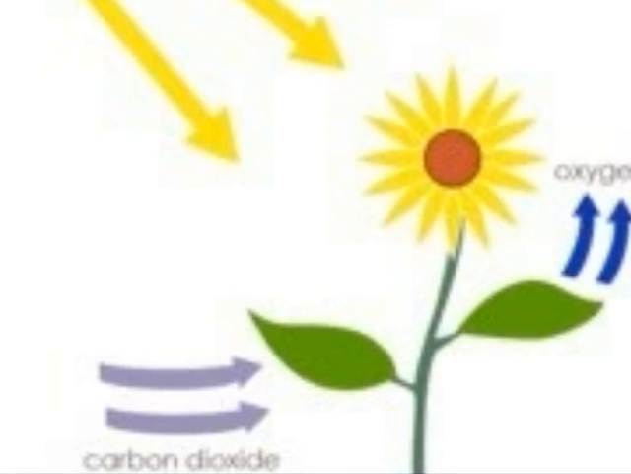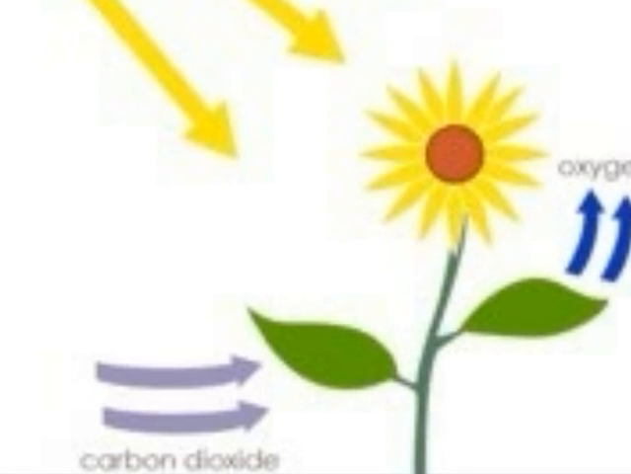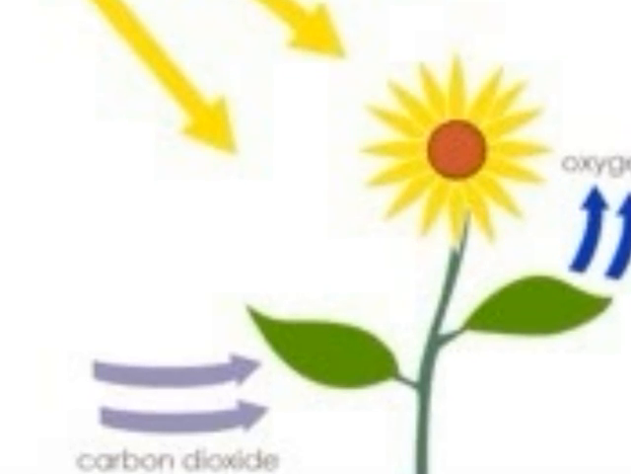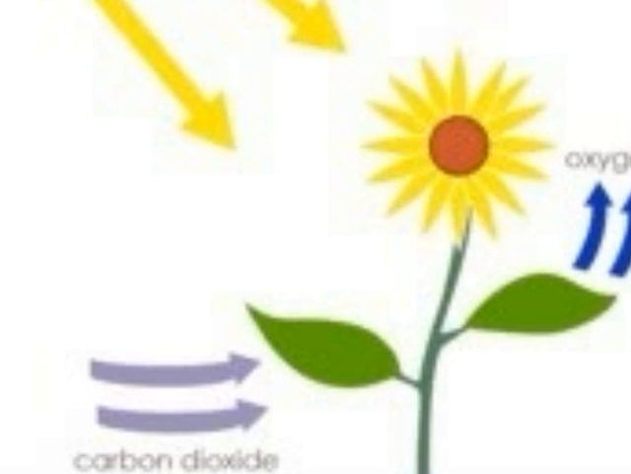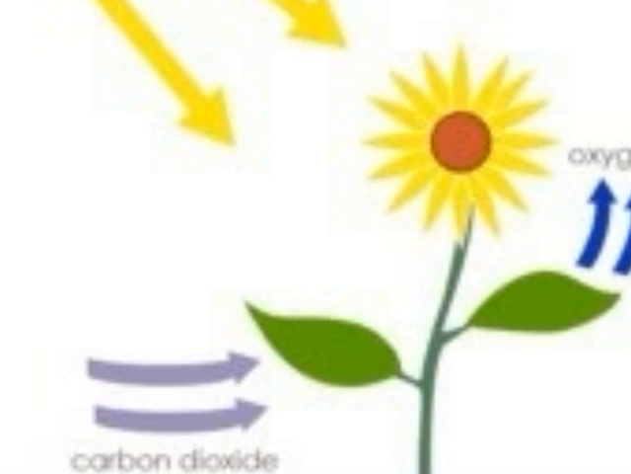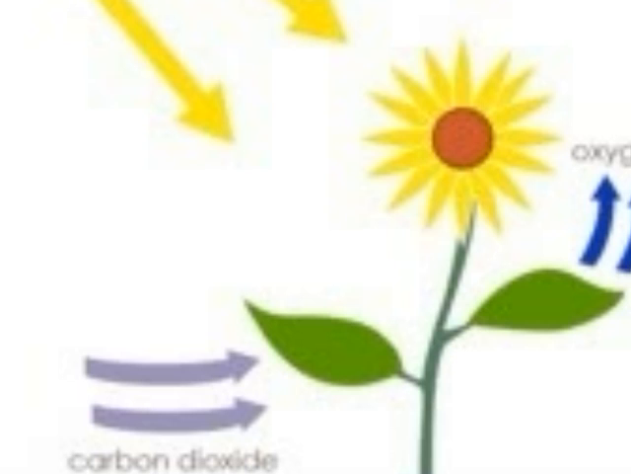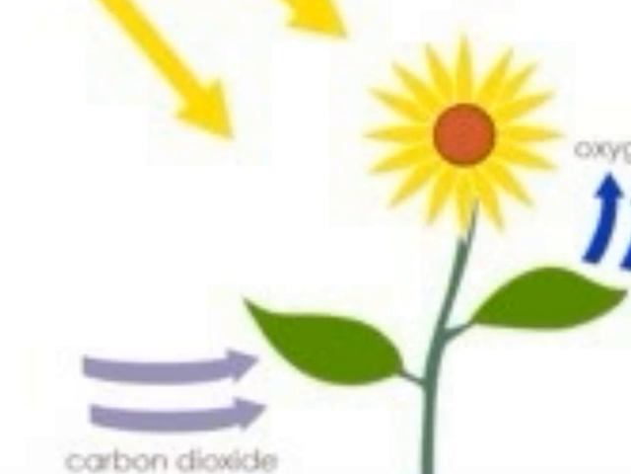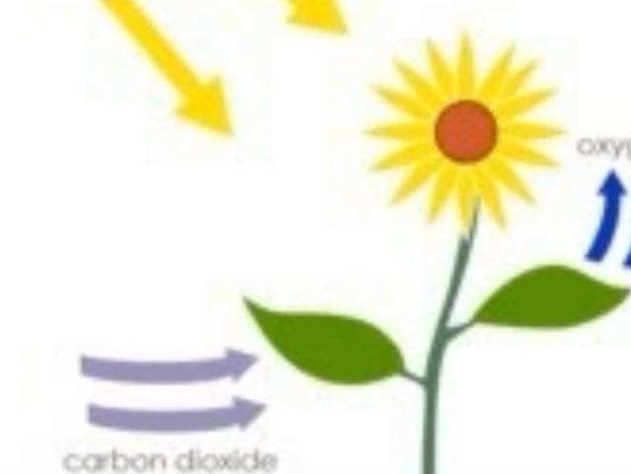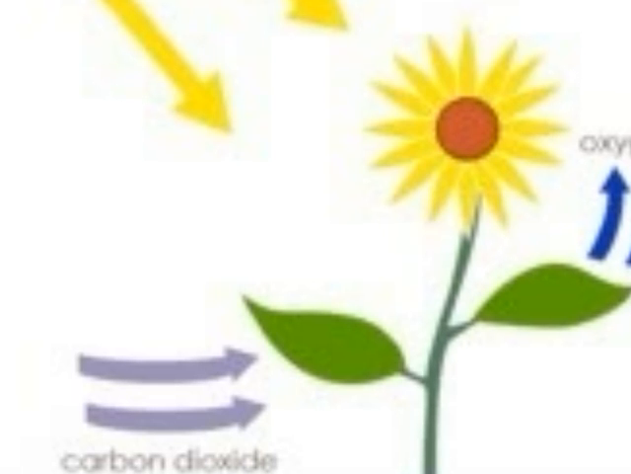The mathematical equation for this is 6CO2 plus 6H2O gives C6H12O6 plus 6O2. This is photosynthesis. For me, it's the most important process in the whole plant's life.